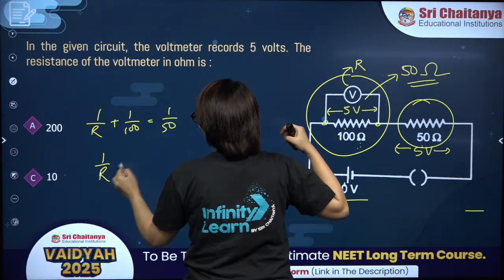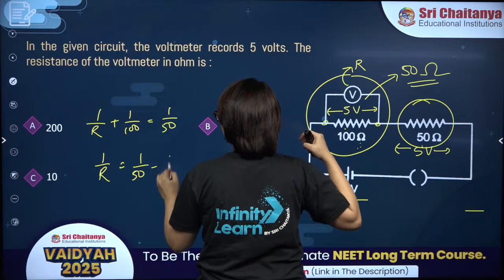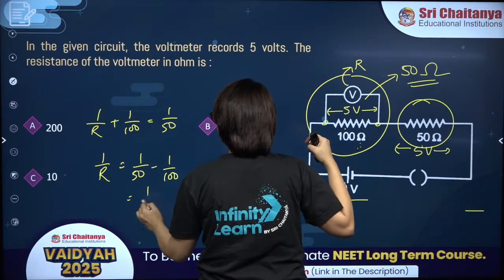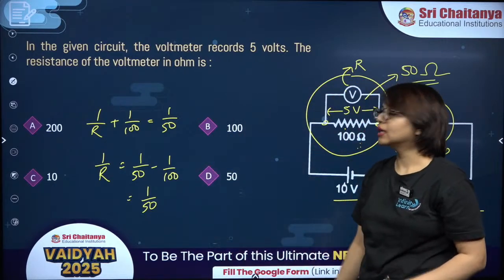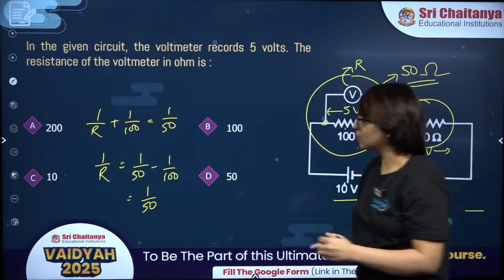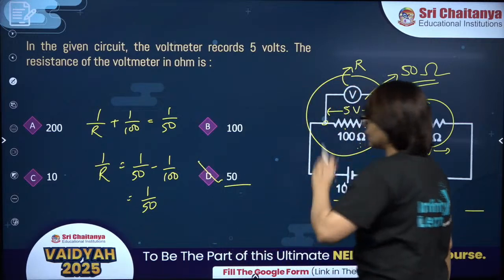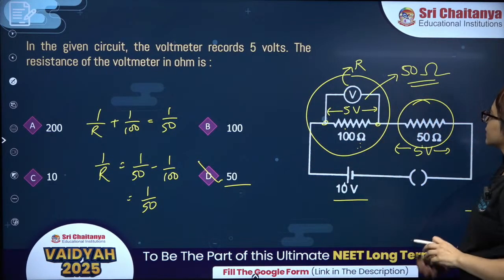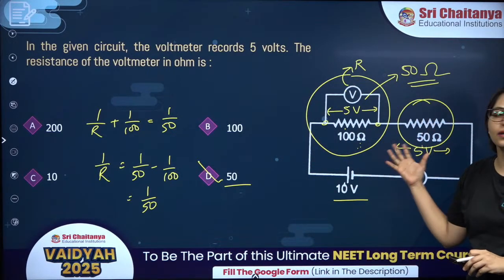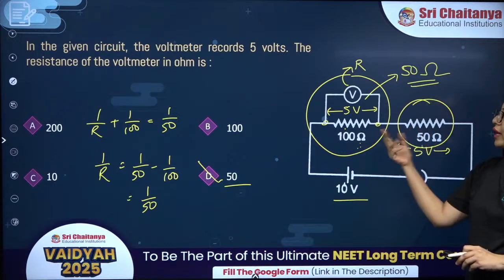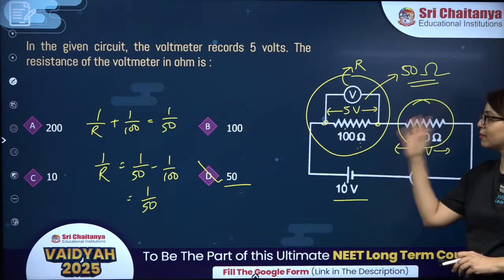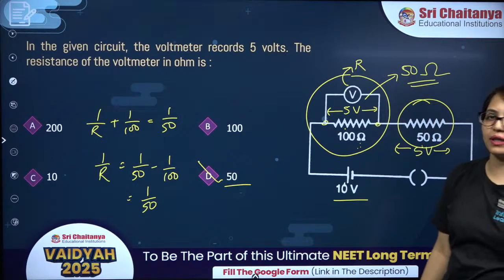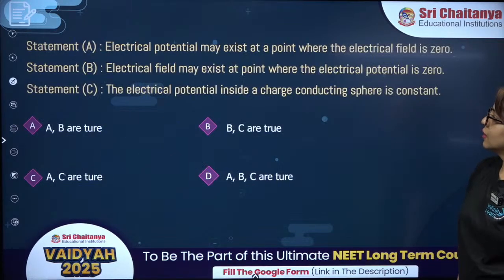So 1 upon R is 1 upon 50 minus 1 upon 100, which is 1 upon 50. So from this one you will get 1 upon R is 1 upon 50. So R will be 50 ohms like this. Fine. So just try to observe the diagram. When it comes to current electricity, try to observe the diagram. You will be able to understand a few things just by observing the diagram properly. Okay? Let's move on to this one.